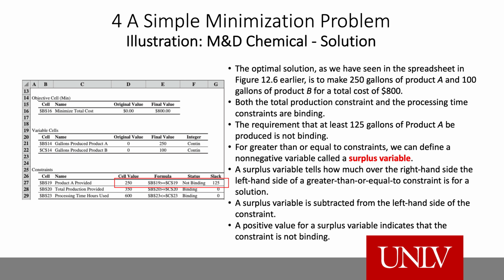For constraints expressed as greater-than-or-equal-to inequalities, we introduce a non-negative variable known as the surplus variable. The surplus variable measures how much the left-hand side of the constraint exceeds the right-hand side at the given solution. So right here, the surplus variable is the product A provided, which is 125.